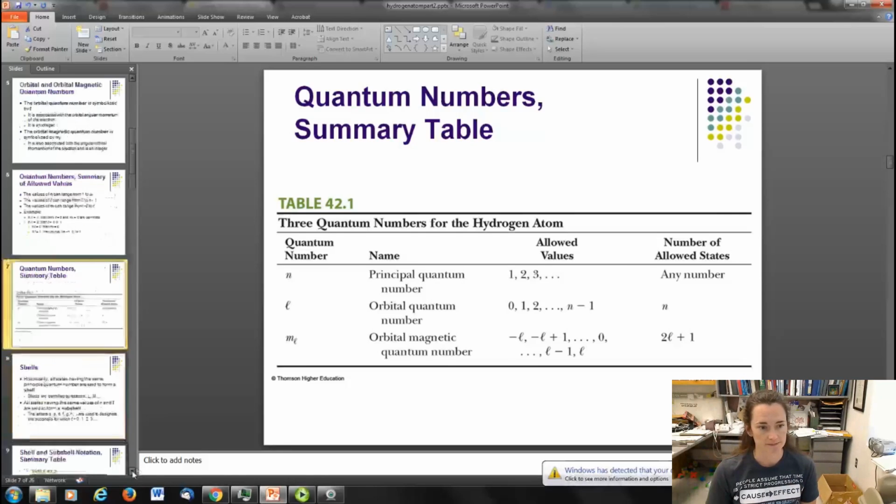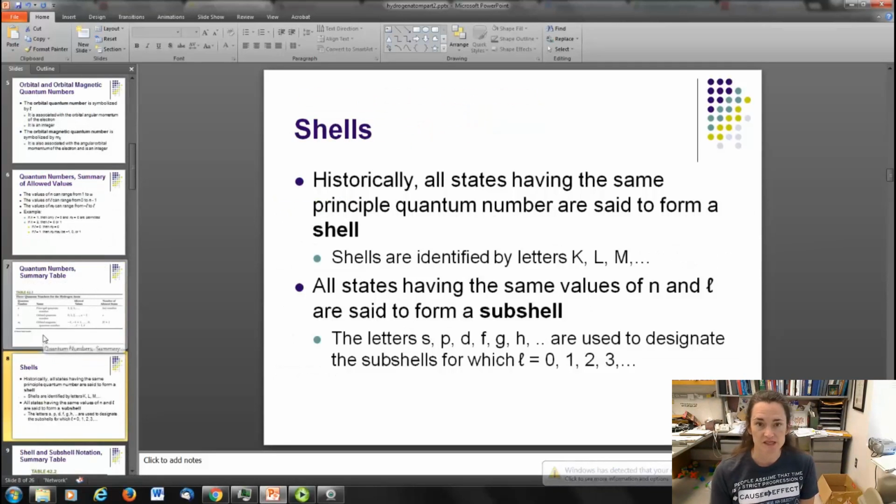Now historically, spectroscopists have used a slightly different notation to indicate what these values are. Instead of using the numbers for l and for n and for m sub l, sometimes they use letters, and they refer to those letters as shells. So for example, if you are all in the same energy state, have the same principal quantum number, then you're in that shell, and the shells are identified by capital letters starting at K and going up. So if you're in the n equal to 1 state, that's the K shell. If you're in the n equal to 2 state, that's the L shell, and so on and so forth.